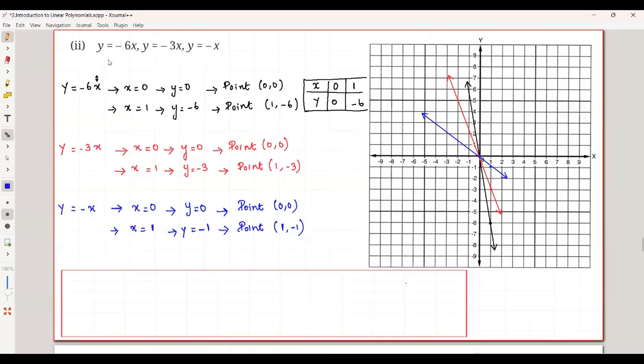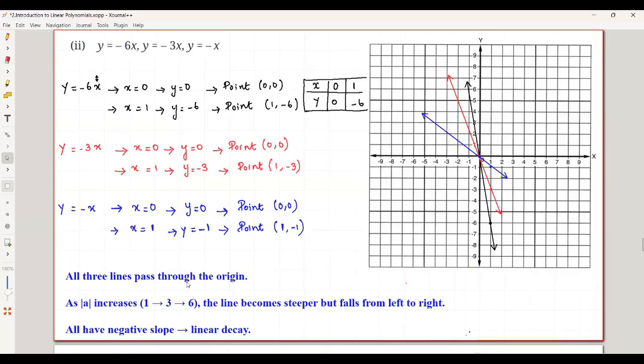Now we have to find the role of A and B. What is the role of A? Here everywhere A value is minus 6, minus 3, minus 1. A is representing less than 0. Less than 0 means it's a linear decay, we can say. And here B value is 0. Everywhere B is equal to 0. Therefore, it's passing through the origin. So all the 3 lines pass through the origin because B value is equal to 0.